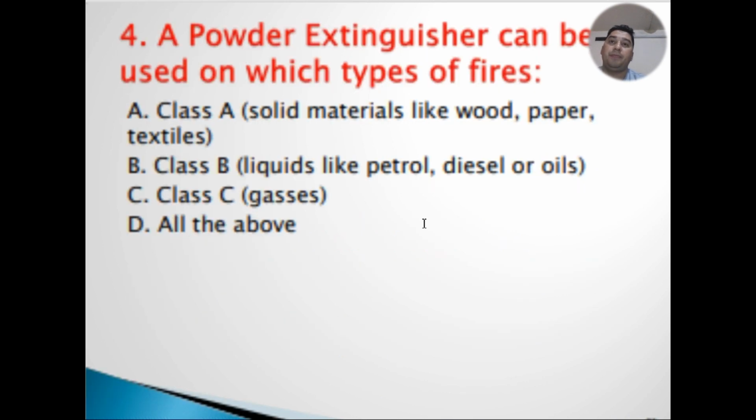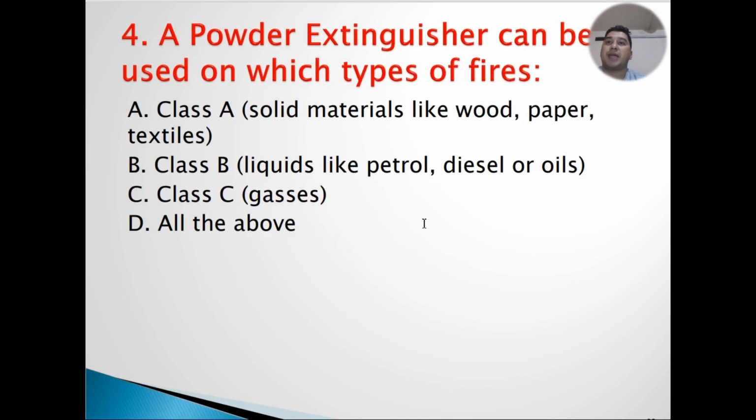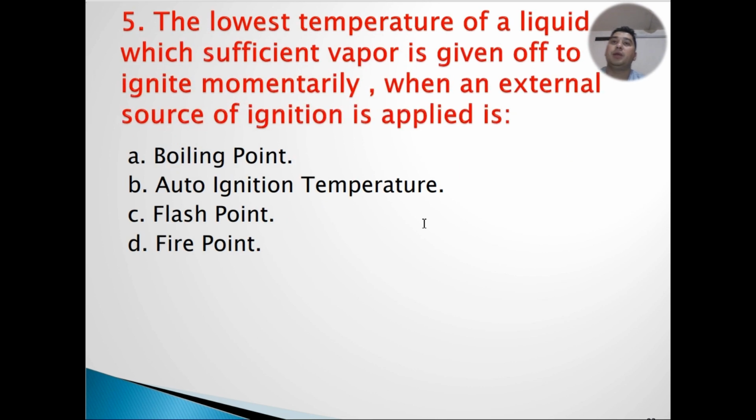Question 3. A powder extinguisher can be used on which types of fire? Class A solid materials like wood, paper, textile; Class B liquids like petrol, diesel, oils; Class C gases; or all of the above. The lowest temperature of a liquid at which sufficient vapor is given off to ignite momentarily when an external source of ignition is applied is: boiling point, auto ignition temperature, flash point, or fire point.